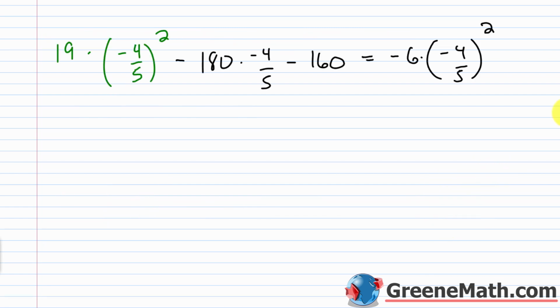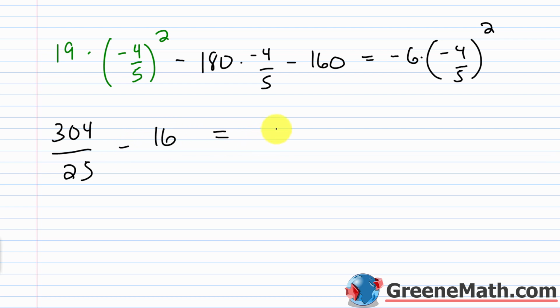All right, so negative 4/5 squared is going to be 16/25. So you'd have 19 times 16, which is 304, over 25. Here you've got negative times negative, that's positive. I know that 180 is divisible by 5. It will give me 36. So I ended up with 36 times 4, which is 144. So this is a plus 144. And then I have minus 160. Now, because there's a fraction involved here, to make this easier, let me just perform this operation. 144 minus 160 is just negative 16. So I'm going to put minus 16 here.